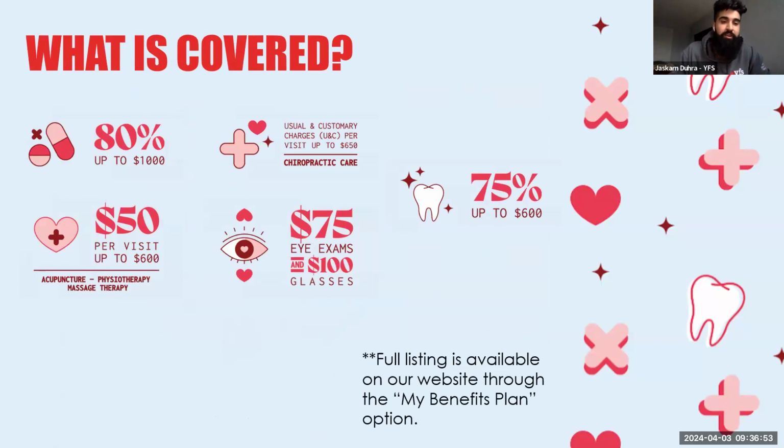Just to briefly talk about what's covered here, prescription medication is 80% up to $1,000. Acupuncture, physiotherapy, and massage therapy are $50 per visit up to $600. Chiropractic care is subject to usual and customary charges per visit up to $650. Vision care is $75 per 24 months for eye exams, and then $100 per 24 months for glasses and contact lenses.